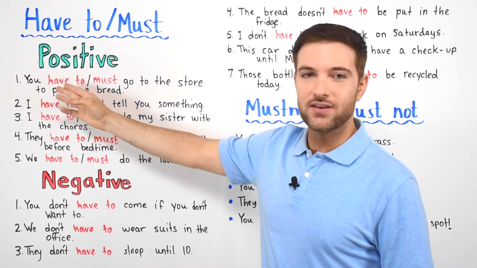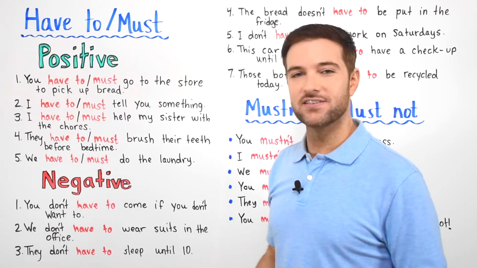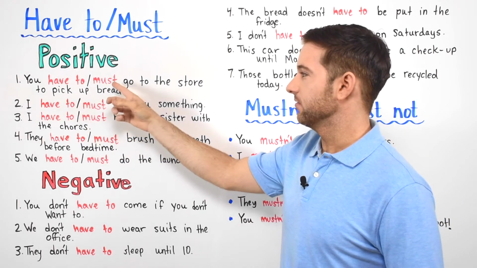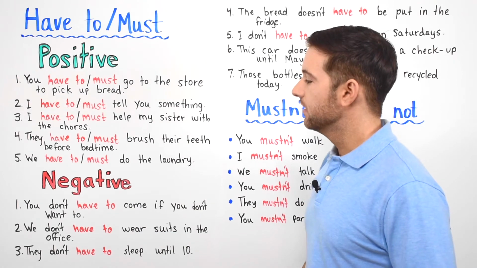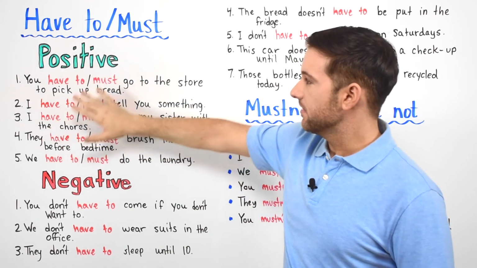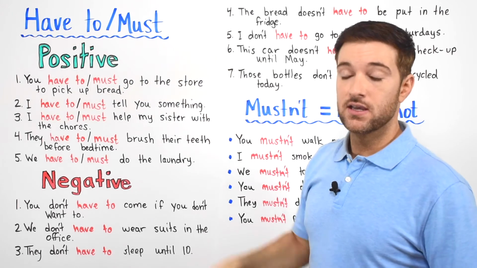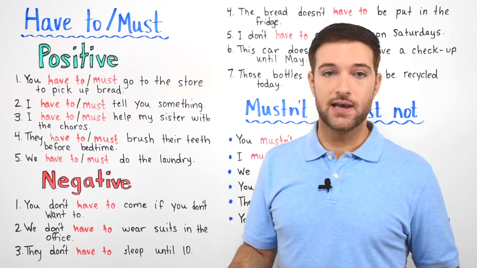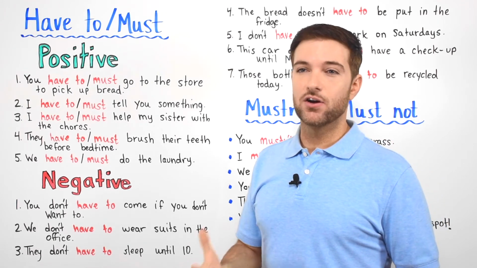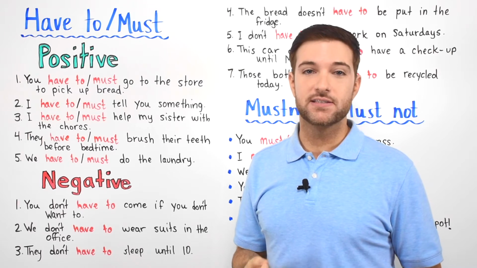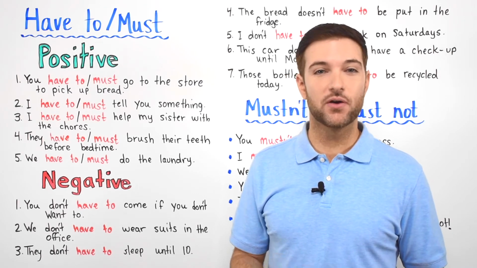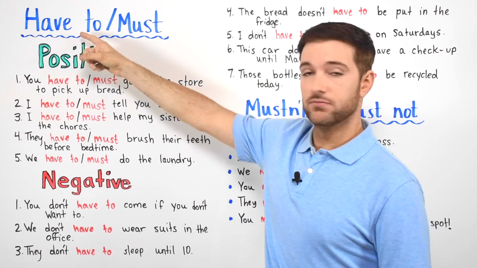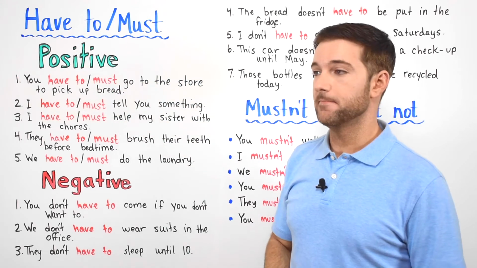I would stick with this one and say have to more often than not, because it sounds more natural, and English speakers more often use this word than the verb must. Okay? So this is the positive sense of these two words, have to and must. And as you can see in all these examples here, you can use one or the other. It doesn't really matter all that much which one you choose, but must sounds a bit too formal for a casual conversation that you'd have with your friends and family. So I would recommend that you use have to in most of the cases, okay?